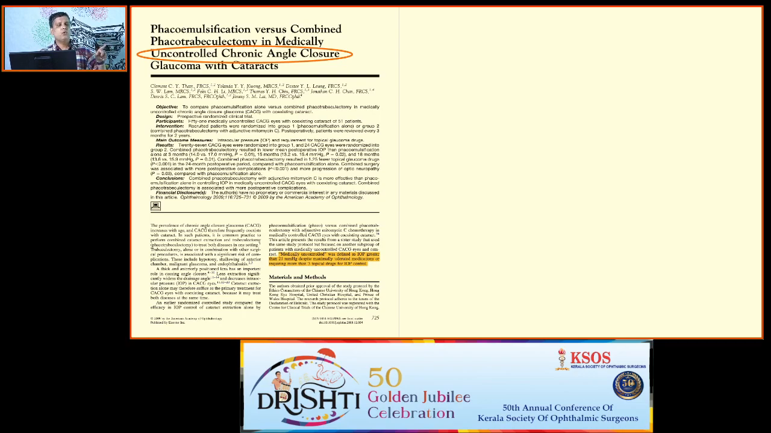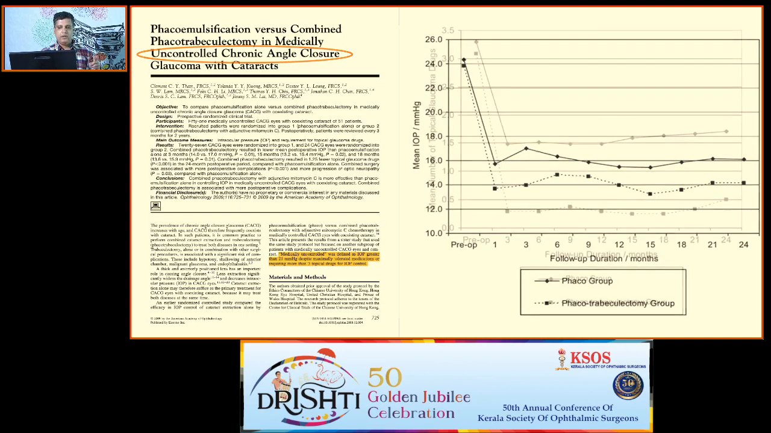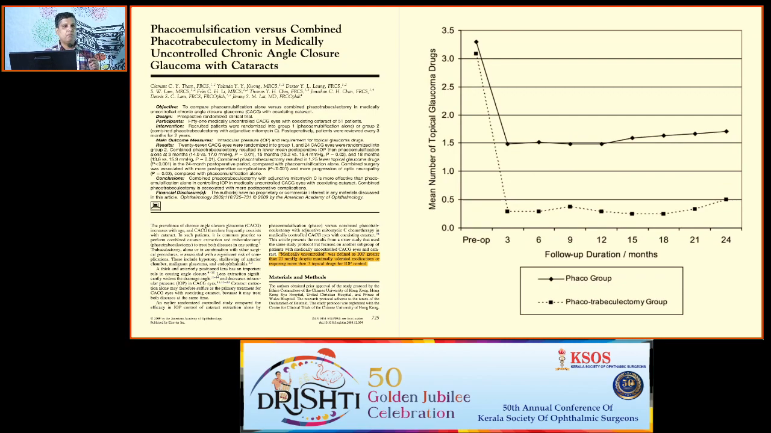Again, medically uncontrolled here simply refers to pressures greater than 21. So you can see that the phaco trab group had lower pressures at all time points. But even the phaco alone group had a significant reduction of intraocular pressure at all time points. But the biggest difference happens not in terms of the mean IOP, but in terms of the number of post-op medications.